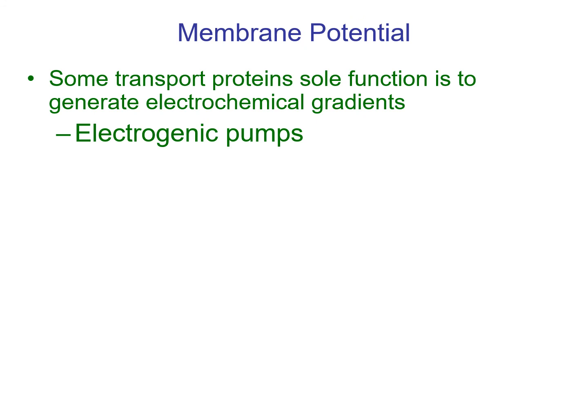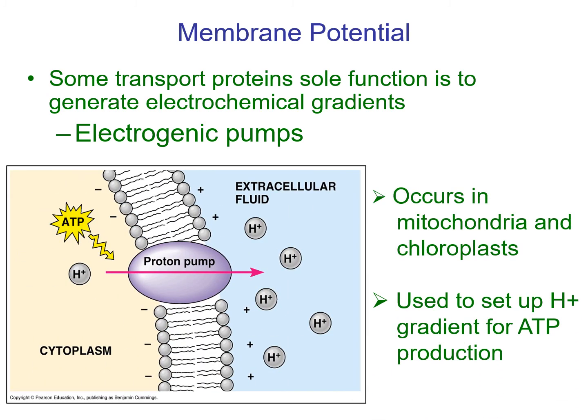Electrogenic pumps are pumps that move ions across a membrane in order to set up an electrochemical gradient. And there's lots of pumps that this is what they do. This is all they do. For example, we have proton pumps in the inner membrane of the mitochondria that take hydrogen protons from the interior of the mitochondria and pump them into the space between the inner and outer membrane. And this turns the mitochondria into a battery.